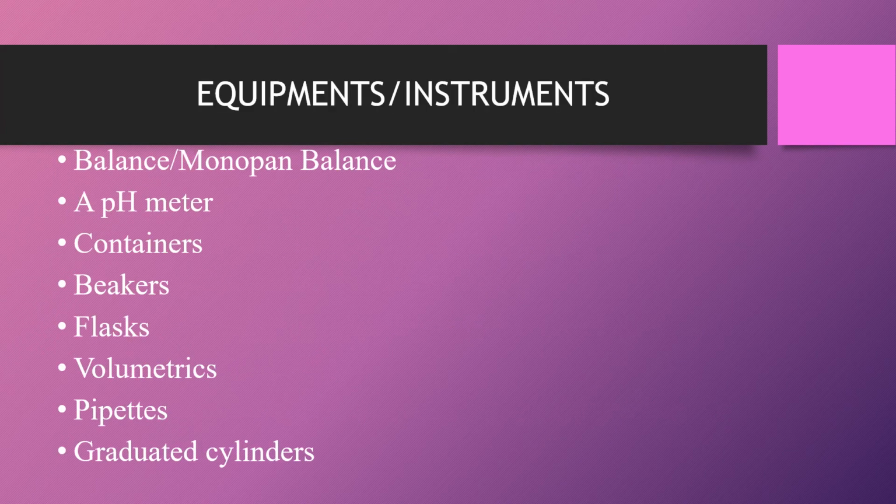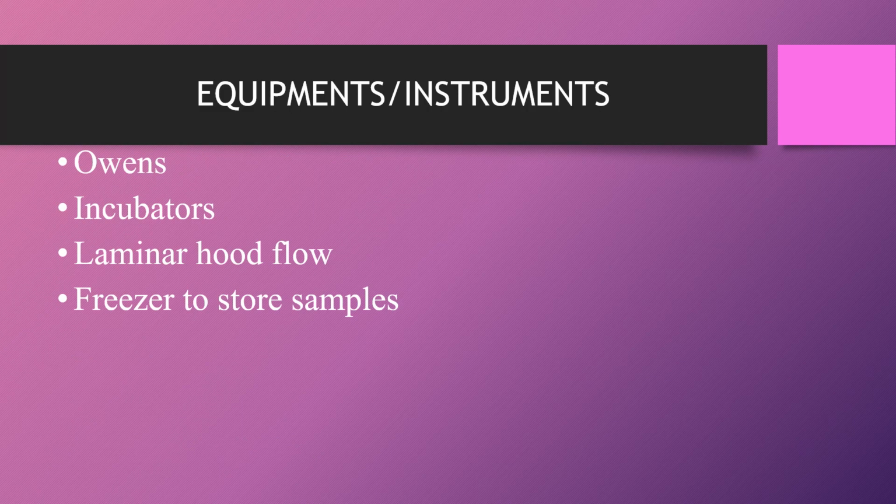Equipment and instruments required, we know already: a balance for taking the more weight, and if we require less weight we use a monopan balance; a pH meter for checking the pH, and a digital pH meter is better suited; and containers, beakers, flasks, volumetric flasks, pipettes, graduated cylinders. Other equipment and instruments include ovens, incubators, laminar hood flow, and a freezer to store samples.